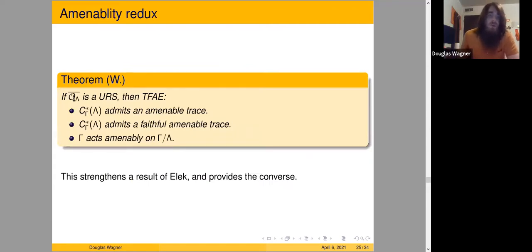When our orbit closure is minimal, then the following are equivalent. The C-star algebra admits an amenable trace. The C-star algebra admits a faithful amenable trace. And the group acts amenably on the cosets. So an amenable action means that it's easy to work with. In particular, if a group is amenable, then it always acts amenably.